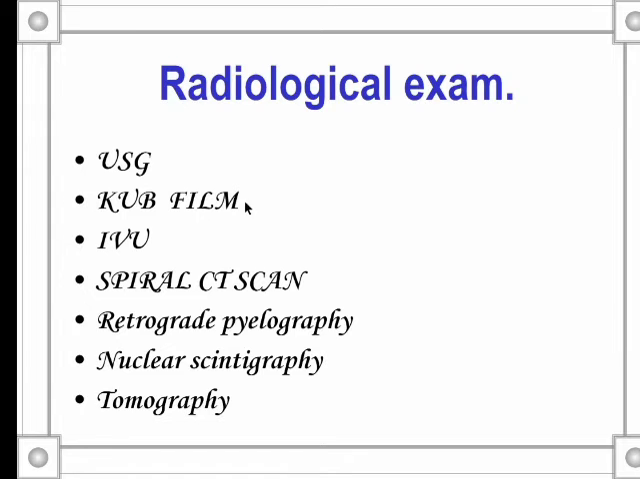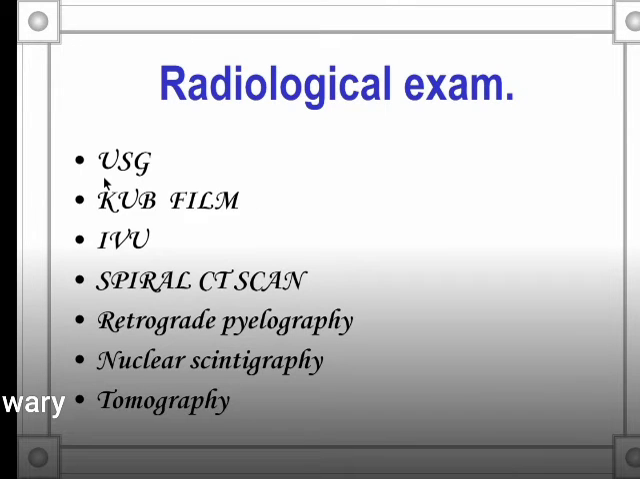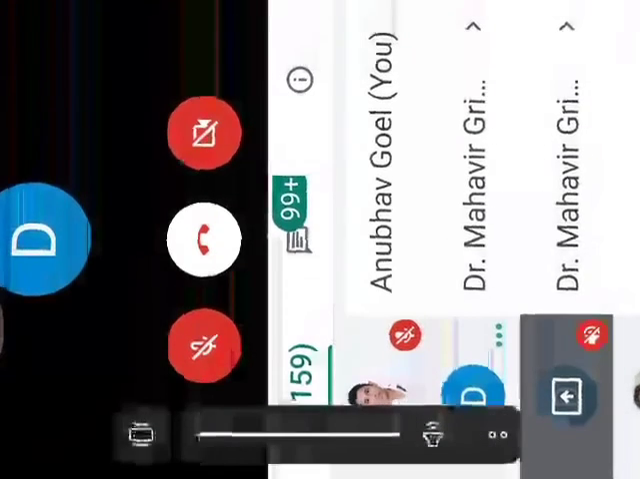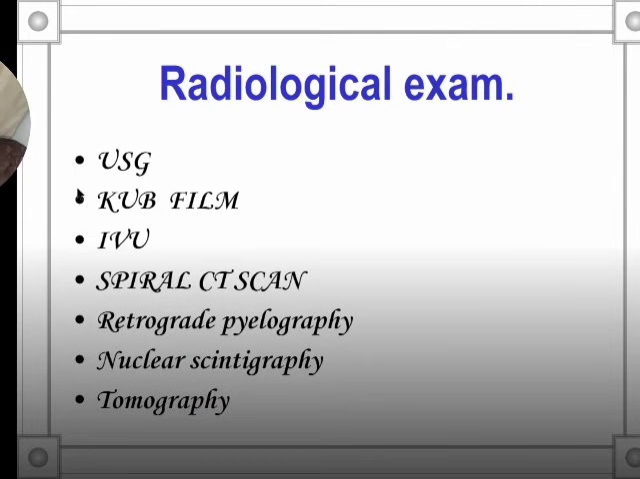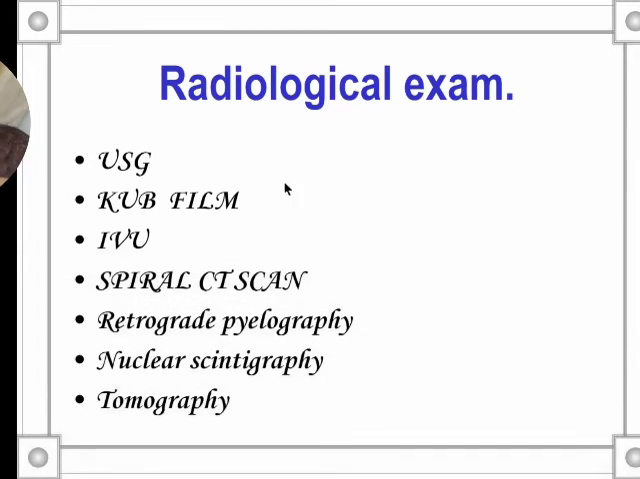KUB film I already discussed when I was talking about these investigations. About 80% of the stones are radiopaque, so you can detect them. And how you do it, I told you that you have to prepare a good film by preparing the abdomen: overnight fasting, and the patient on charcoal to absorb the gases and clear the feces. Then you take this film from the xiphisternum to the pelvis, the pubic symphysis. So that is a KUB film and you will find a radiopaque shadow. 20% of stones will be missed because they are radiolucent, but 80% you will find.